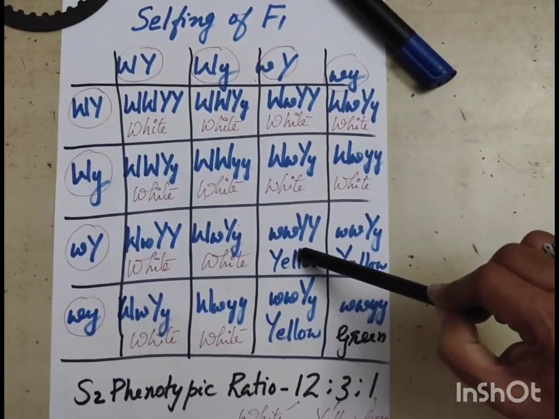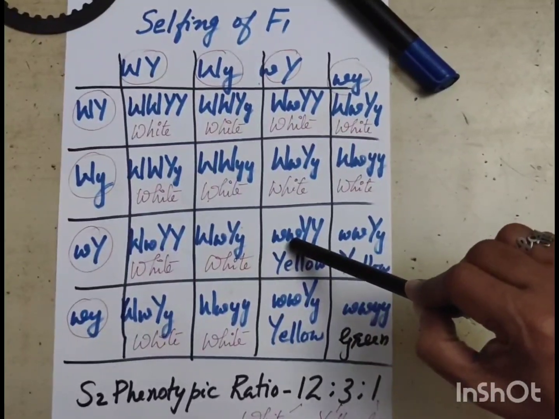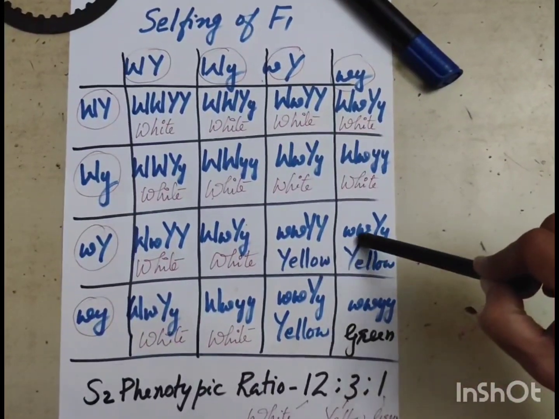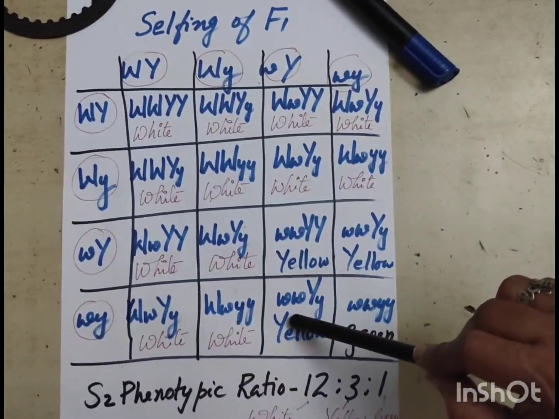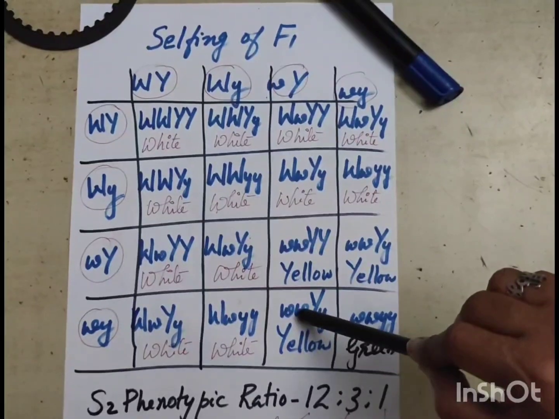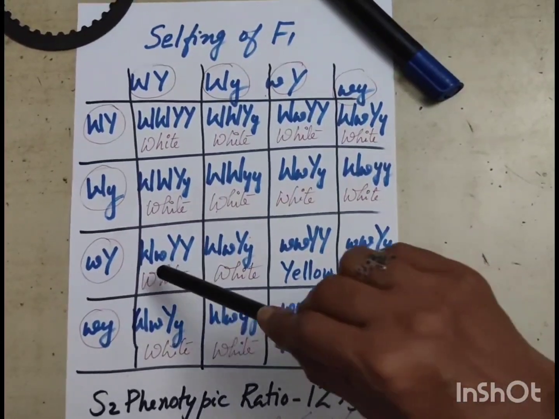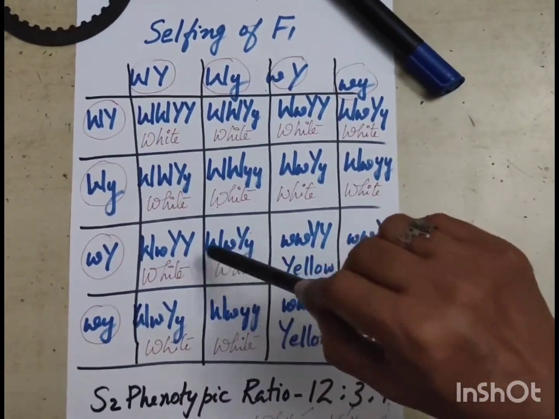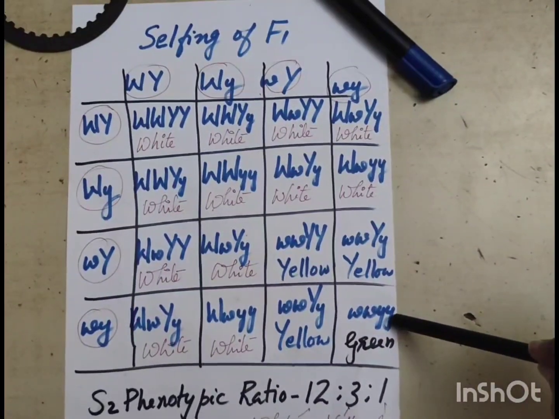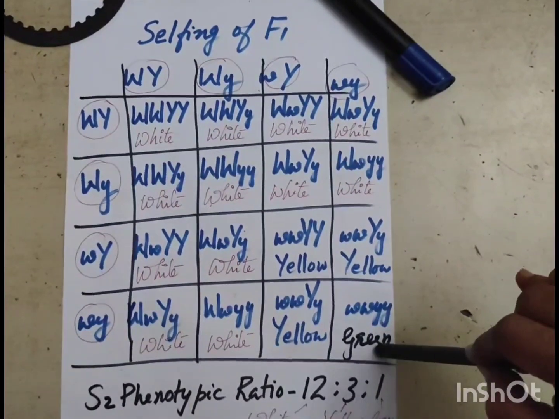But now here you can see only small w is present. That is, the dominant epistatic gene is absent and the dominant allele of the Y gene is present. So it is yellow in color. Similar situation here also. Here also you can see yellow fruit color because capital W is absent, and only the recessive allele is present. Then in these cases also it is white in color because capital W is present. And this is the last case, a green phenotype. Here dominant alleles are completely absent. It is a double recessive organism, so it is green in color.